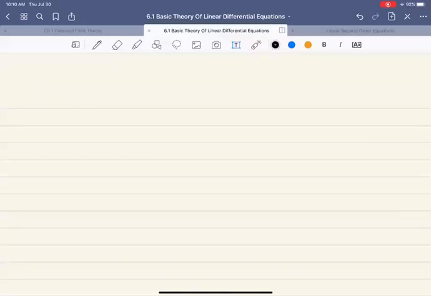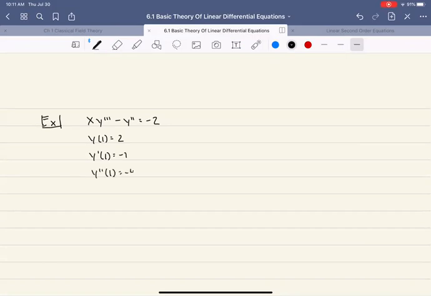All right, welcome back. So we're going to solve a differential equation. We're not really going to solve it, but we're going to look at this differential equation. I want to be in black ink for my questions. So we're going to take x y triple prime minus y double prime equals -2, with y of 1 equals 2, y prime of 1 equals -1, and y double prime of 1 equals -4.